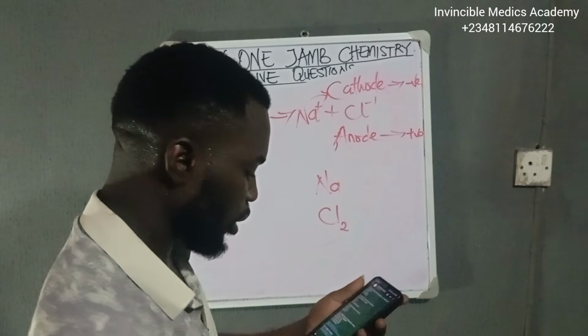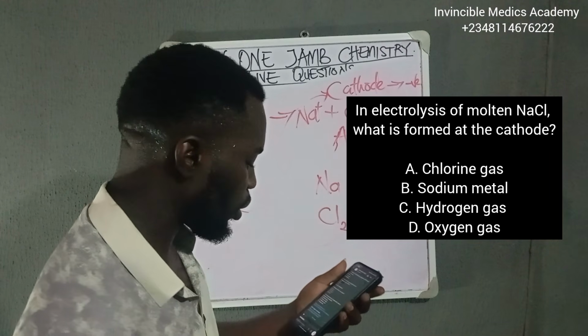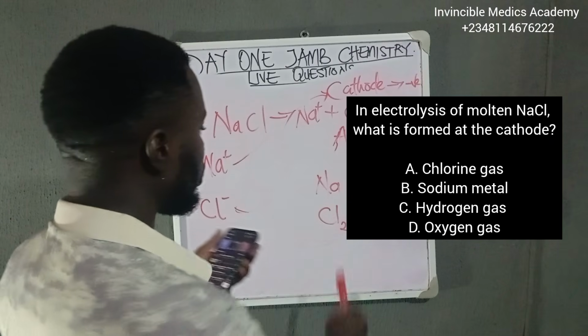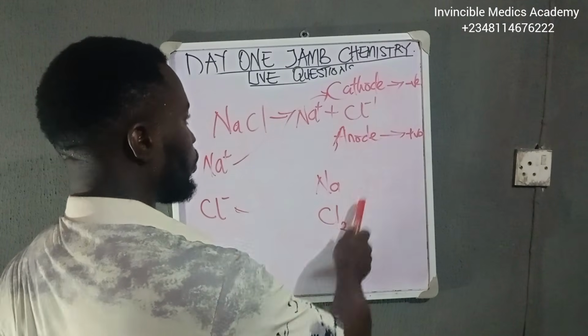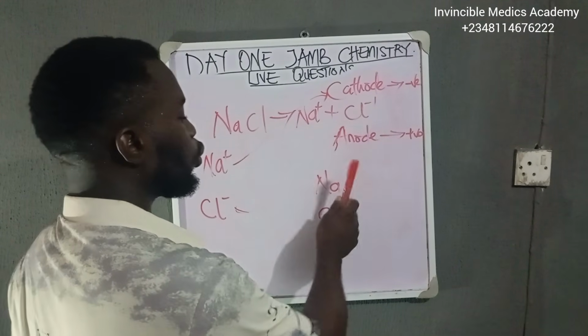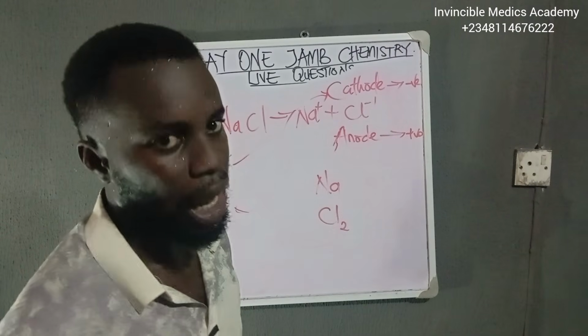So the question says, in electrolysis of molten sodium chloride, what is formed at the cathode? Chlorine gas is formed at the anode. The cathode is where sodium went to, so sodium metal will be formed at the cathode.